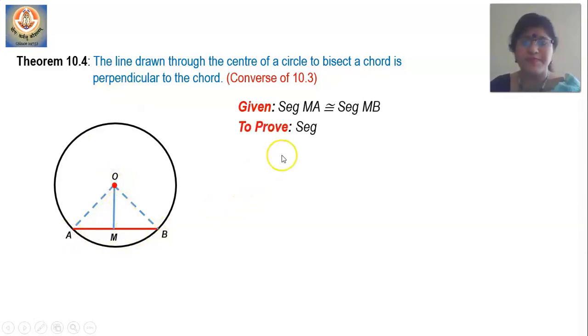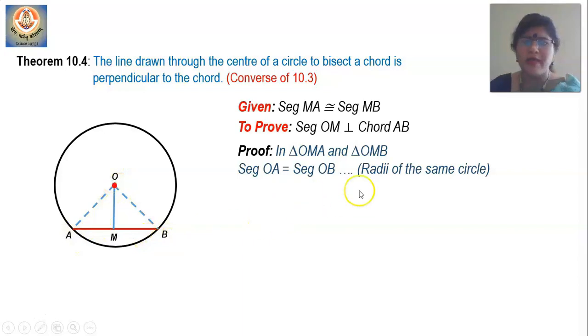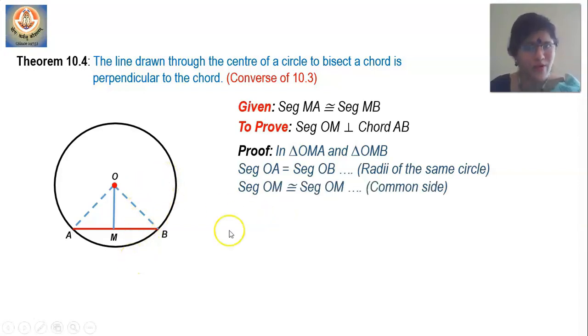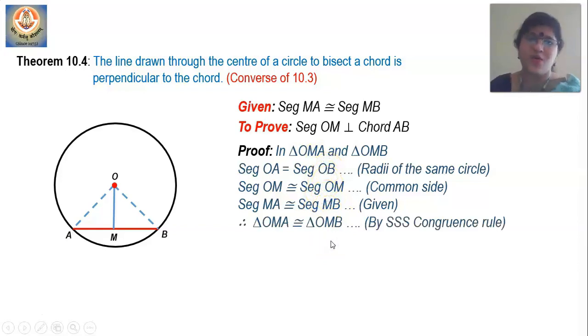So to prove seg OM perpendicular chord AB, then the proof, take the two triangles. Prove the two triangles are congruent. So how do you go about proving it? OA is equal to OB because it is the radii of the same circle. Do you see a common side in this? OM is equal to OM, which is a common side. And what is given? It's mentioned MA congruent to MB. So the two triangles are congruent. Now by which test? Three sides are given. So it is congruent by SSS congruence rule.